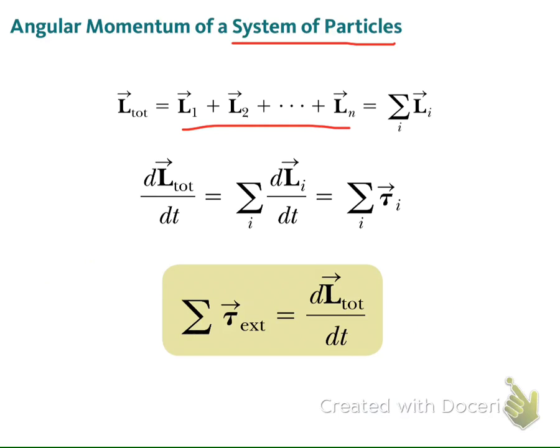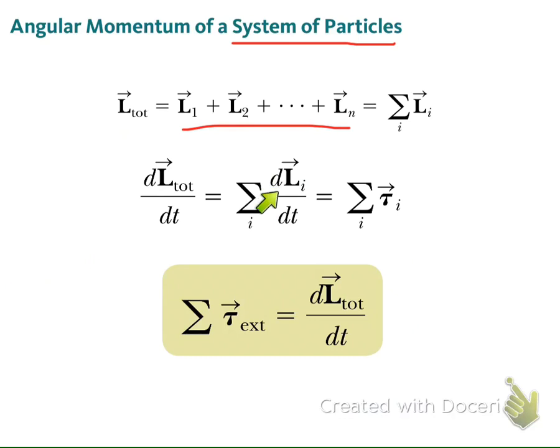Again, it is easy to show that the angular momentum is related to the torque in the same way. The angular momentum of a system of particles is related to the torque in the same way as the angular momentum of a single particle. This is quite simple because from the definition here, if I take the time derivative of the total angular momentum, we can write it as a summation of the time derivative of the angular momentum of each particle. So this is a summation here.